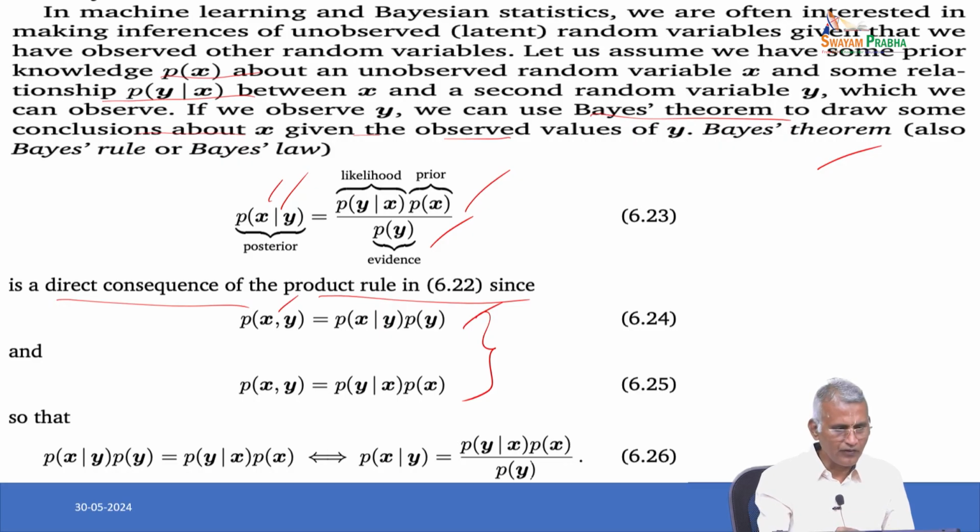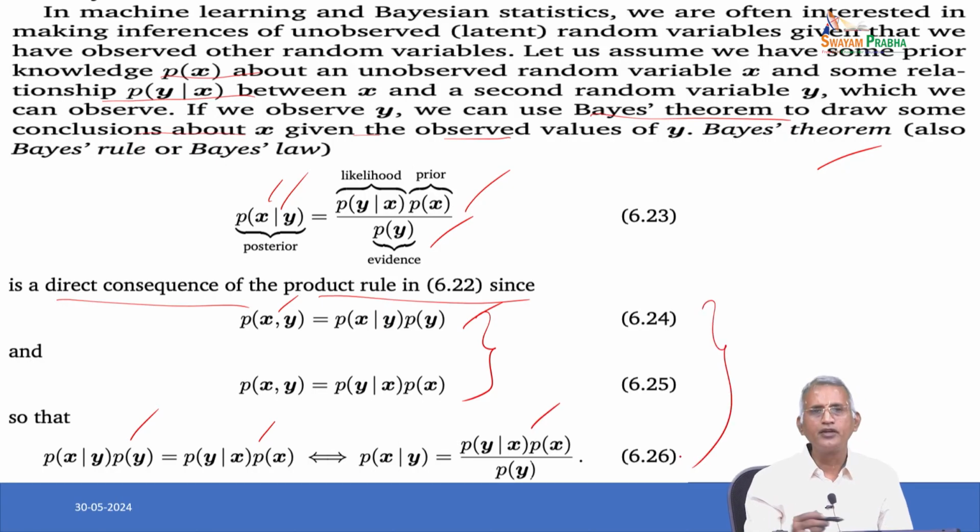Now, here P(x|y)P(y) and P(y|x)P(x) are equal if and only if P(x|y) equals P(y|x)P(x)/P(y). So, these 6.24, 25, 26 are most important for the Bayes theorem. So, this is the direct consequence of the product rule.